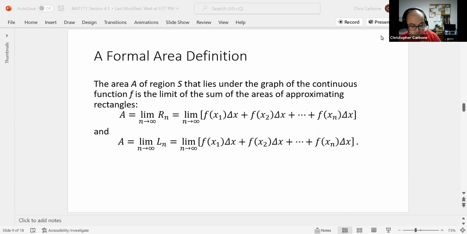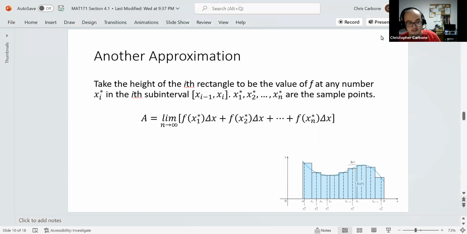Again, it depends on which one we're referring to, and these two limits should be equal to that same amount based upon those rectangles that we're finding. So with that being said, for another approximation, we could find the height of the ith rectangle to be the value of f at any number x sub i star in the ith subinterval, with these x sub i stars being sample points within that closed interval from x sub i minus 1 to x sub i.